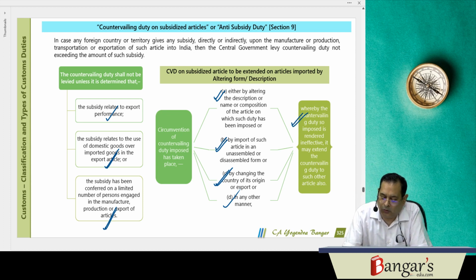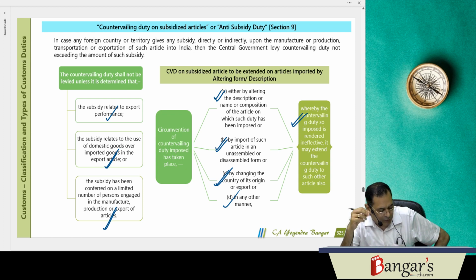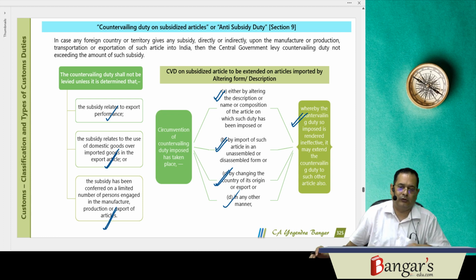Then the central government will extend the duty in the form in which the goods have been imported, fundamentally not earlier than the date of initiation of the inquiry. Not earlier than the date of initiation of the inquiry.